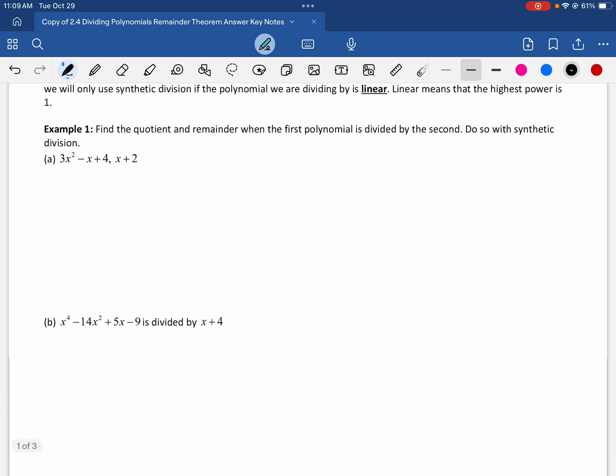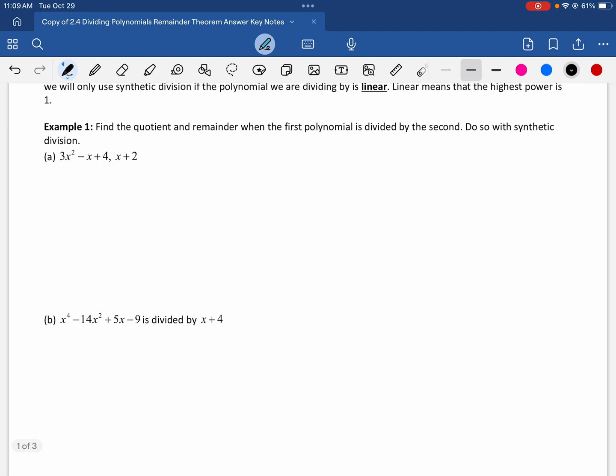All right, so first looking here at synthetic division. It says find the quotient and the remainder when the polynomial is divided by the second one. Do synthetic division. So we basically are saying, this is the same as saying 3x squared minus x plus 4, and we're dividing it by x plus 2. All right, so that's just another way to write it.